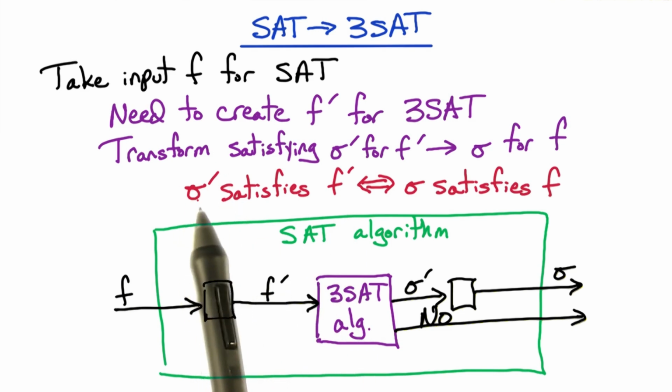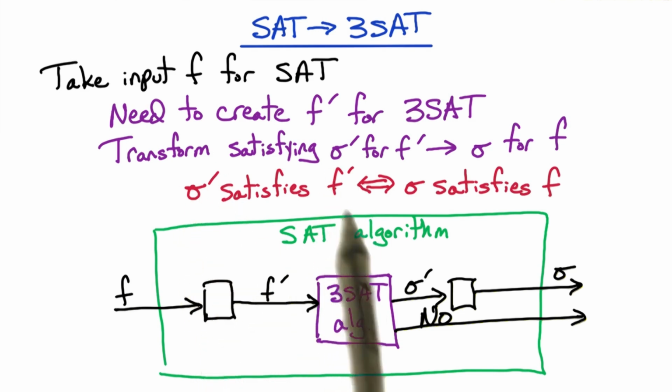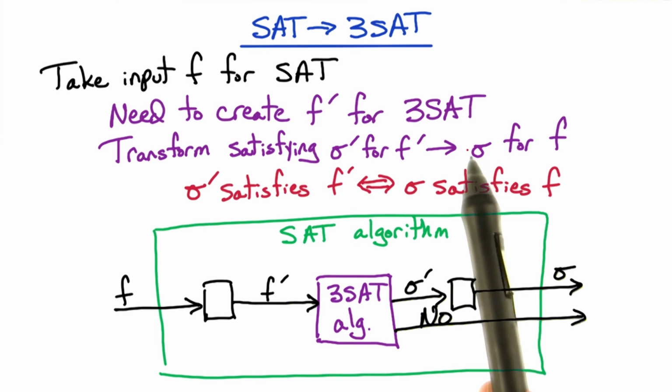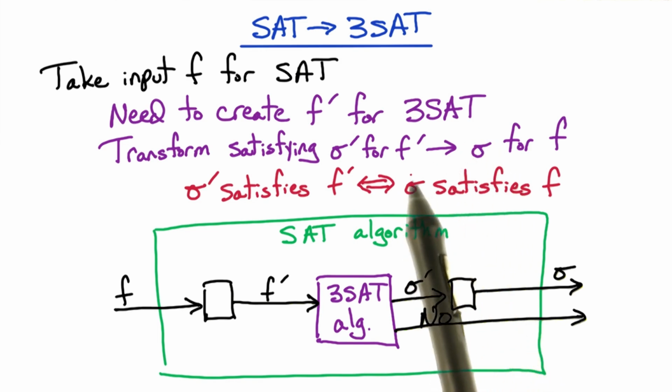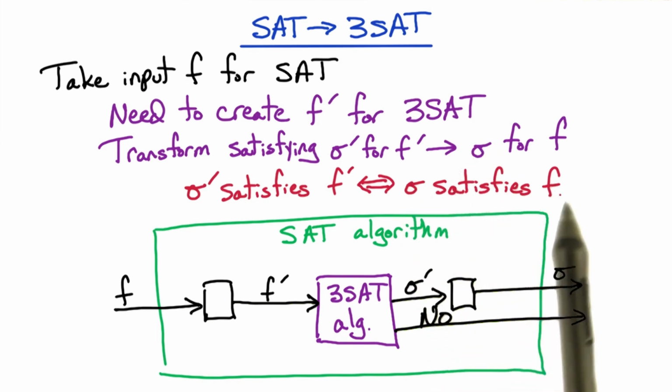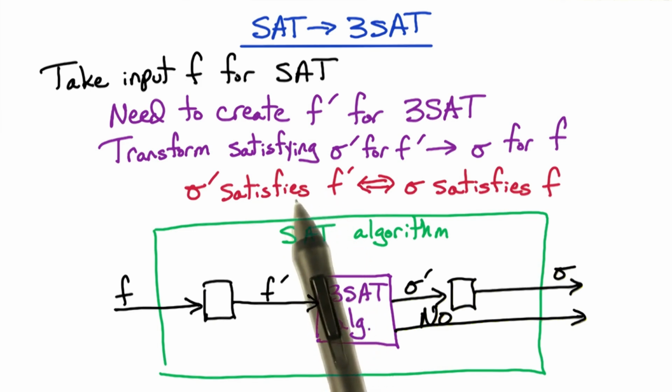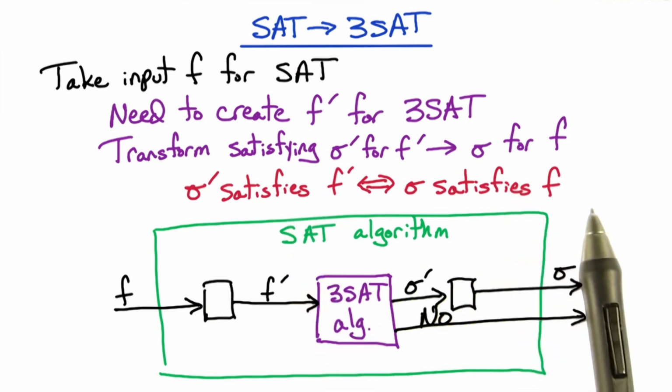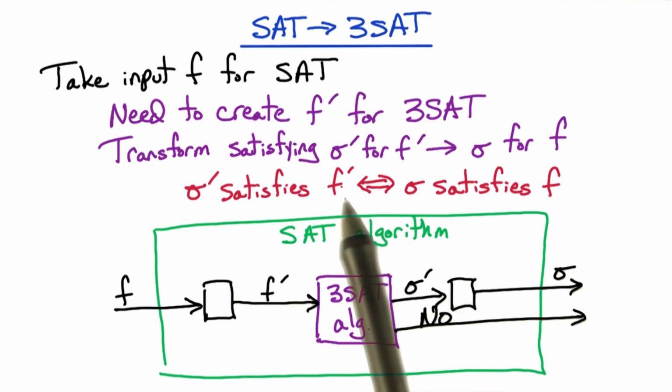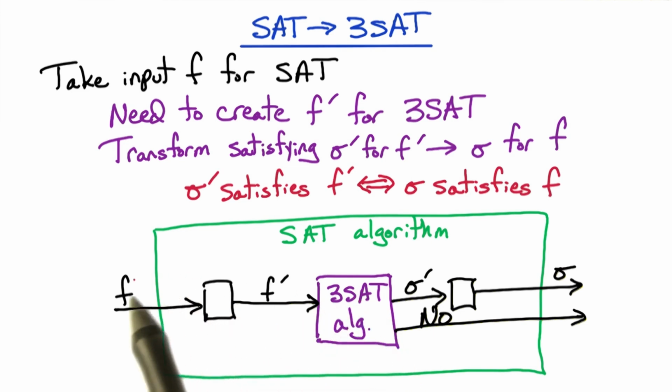And we need that sigma prime satisfies f prime. So this is a satisfying assignment for f prime, the 3-SAT input, if and only if this transformed output, sigma, is a satisfying assignment for our original SAT formula. So we have a satisfying assignment for the 3-SAT input if and only if we have a satisfying assignment for the SAT formula. Why do we need this equivalence? Because we need that no instances for the 3-SAT formula correspond to no instances for the SAT formula. So if we get a no output, we can output a no for the SAT input.